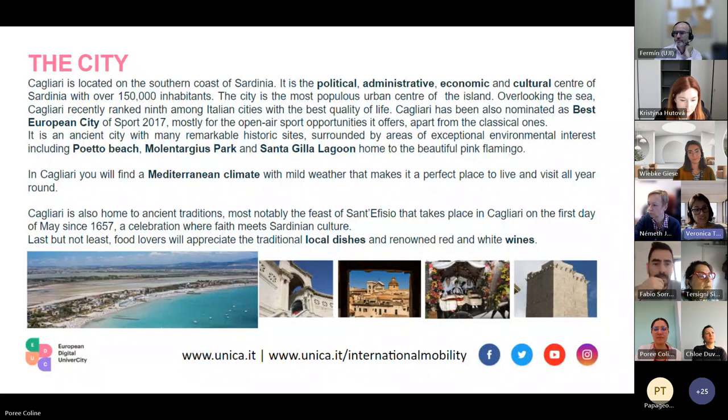And we have ancient traditions. A very important feast for us is Sant'Efisio, our patron saint, which takes place on the 1st of May every year, and which attracts thousands of tourists every year. And this is just an example, we have several events during the year that attract lots of people. We have a long tradition in food and in wine production. So these are the most important elements that can characterize our city.